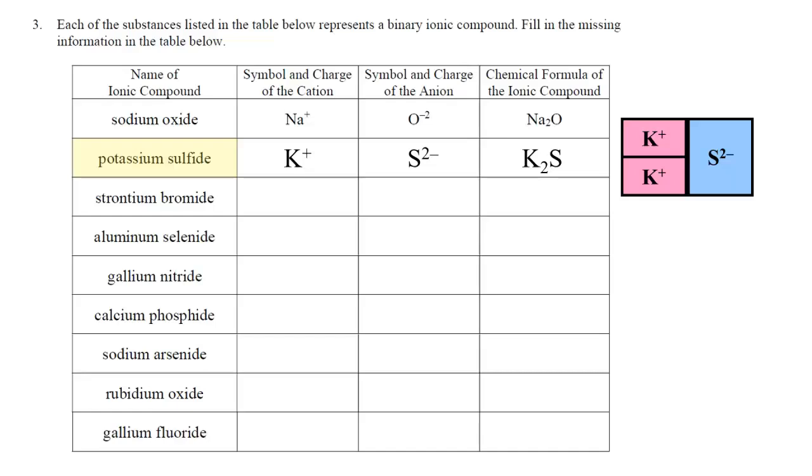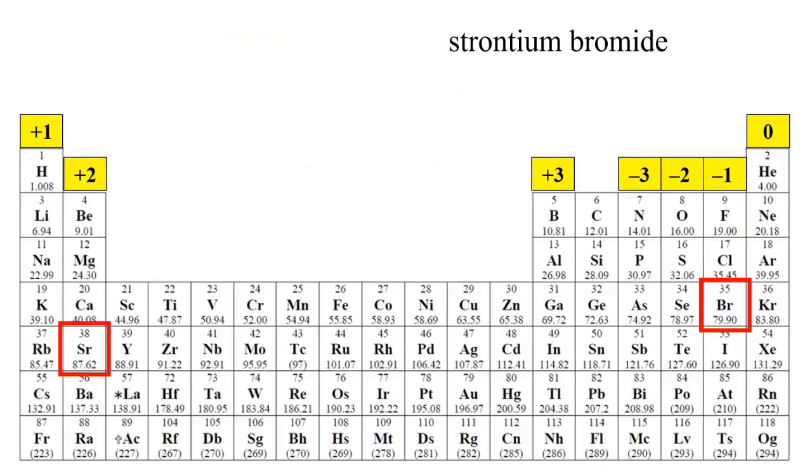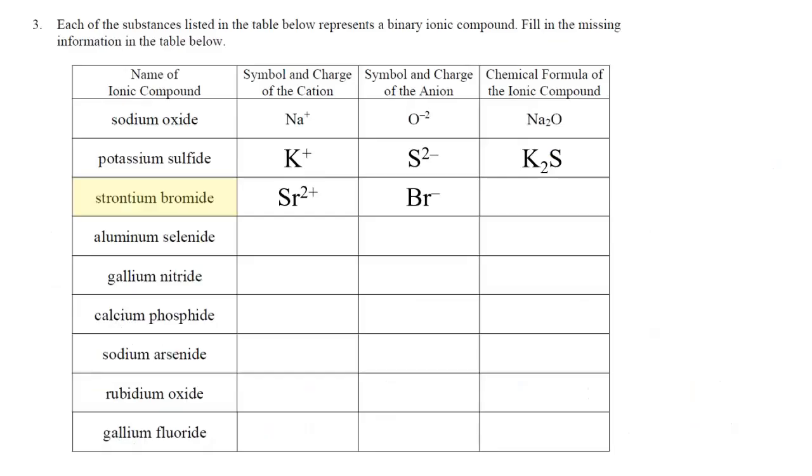Now let's move on to our next example of an ionic compound. This is strontium bromide. Again, let's go find the elements strontium and bromine on the periodic table so we can figure out the charge on the cation and the charge on the anion. So strontium is located in group 2, so its charge is +2. And bromine is located in group 17, and its charge is -1. So we have Sr2+ and Br-.